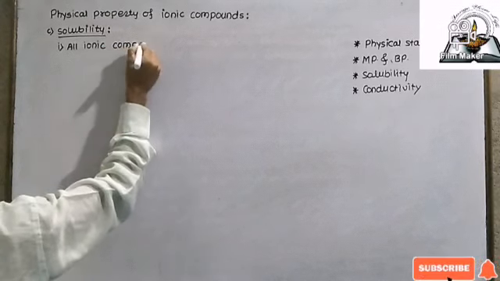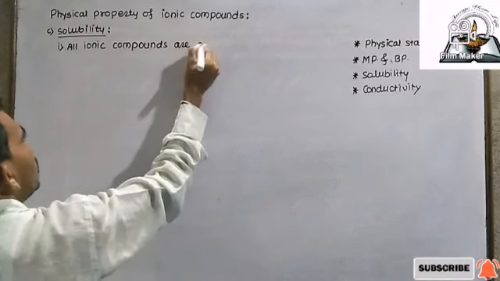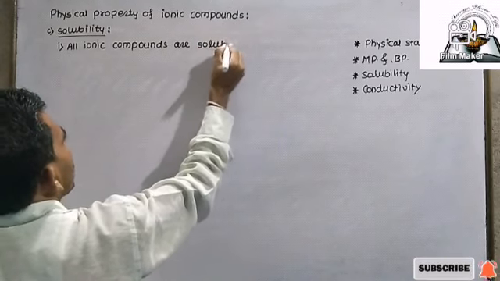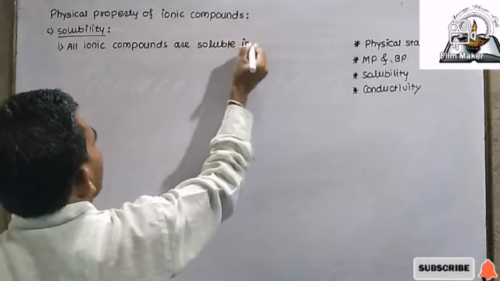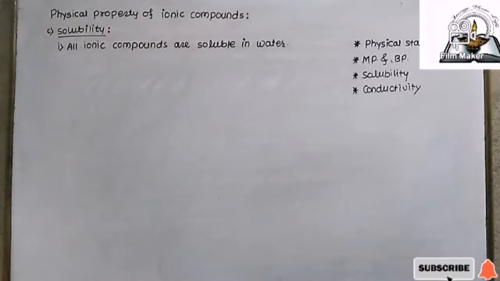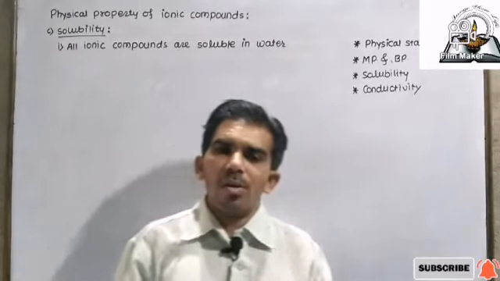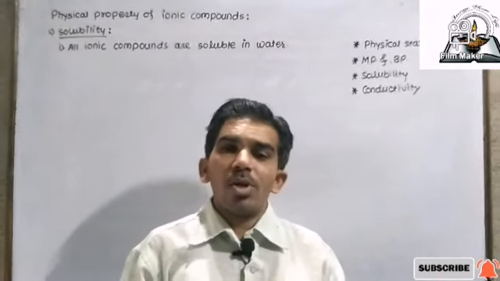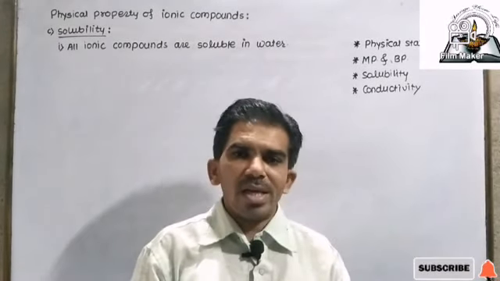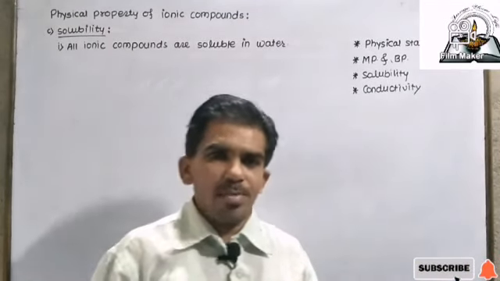All ionic compounds are soluble in water. Why are they soluble in water? Because we know the phenomenon: like dissolves like. All ionic compounds are polar in nature, and water is also polar. So like dissolves like. So ionic compounds can dissolve in water.